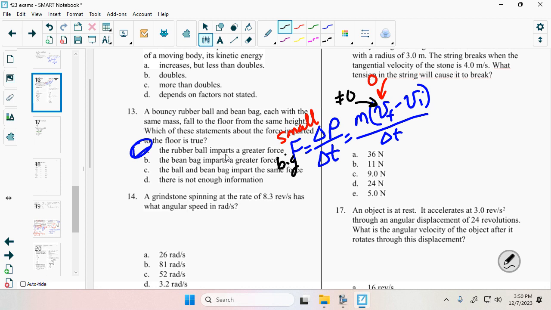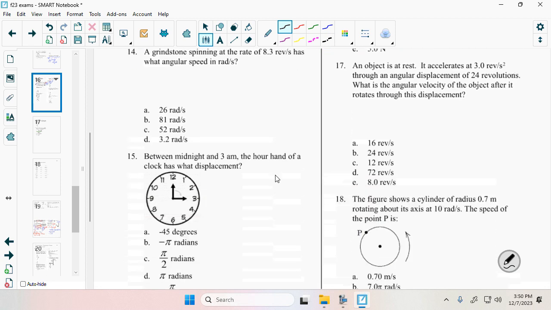If you get hit by a ball that bounces, it hurts more than if you get hit by a ball that hits you and falls down. If it bounces off of you, it's a bigger force. I don't know that this question was on there, but certainly that idea comes up on the exam. All right, rotation, like I said.